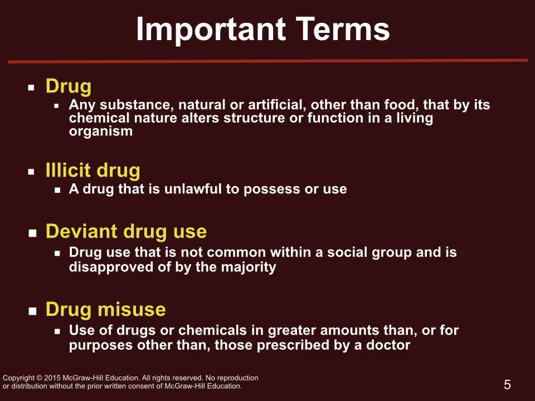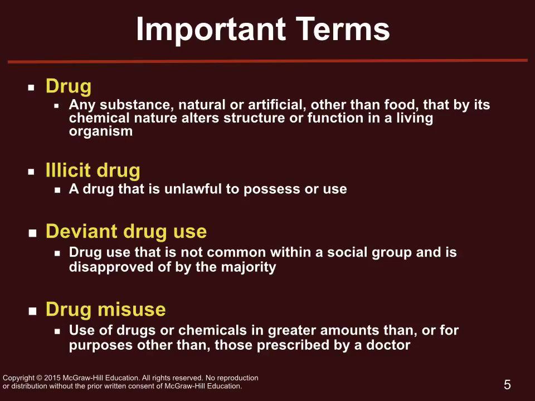Now these are really easy to categorize. These are drugs that are illegal to possess or use. So some drugs, say like alcohol, can be illicit at a certain age and then legal at another age. So we'll talk a little bit about that, actually quite a bit about that later in the semester.